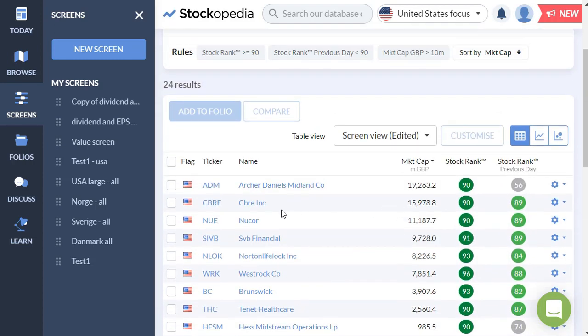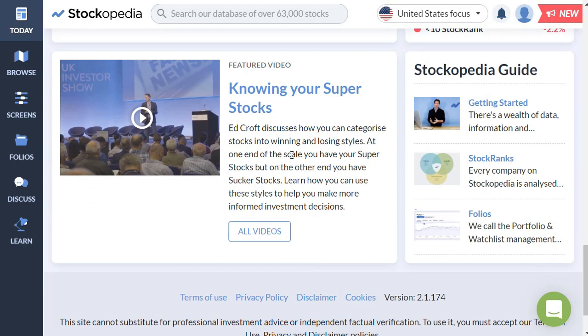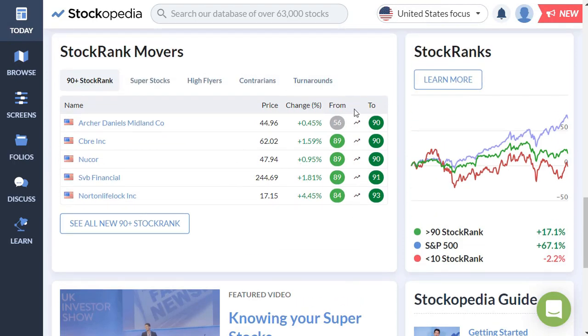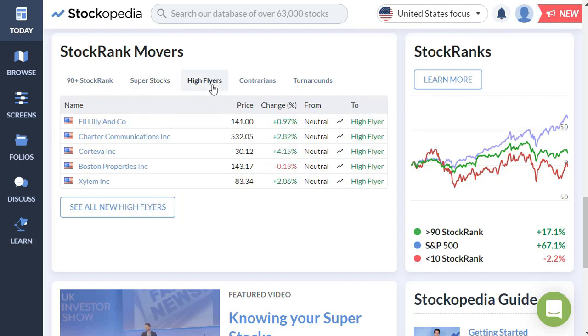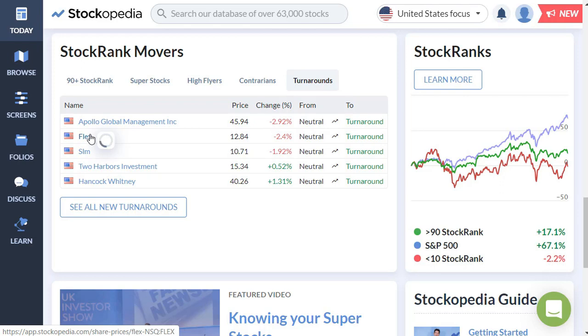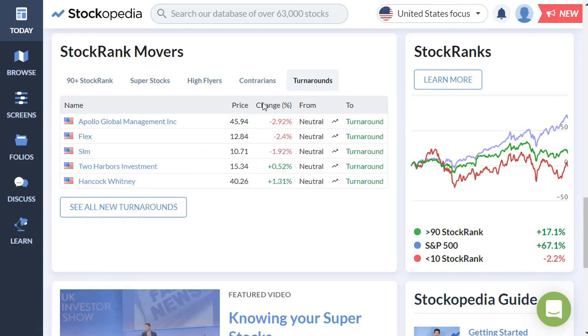Okay, so this is just one of the ways, and that's just from the front page here, where we get the new upcoming stocks with high stock ranks. We can also see the 90 plus stock ranks. We can also see all the super stocks. They have a special definition of a super stock. They have the high flyers, the contrarians, and the turnarounds. So no matter what kind of investor you are, let's see here the turnarounds.